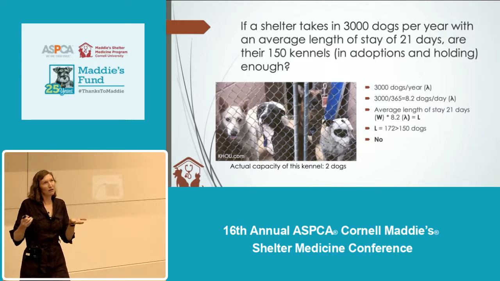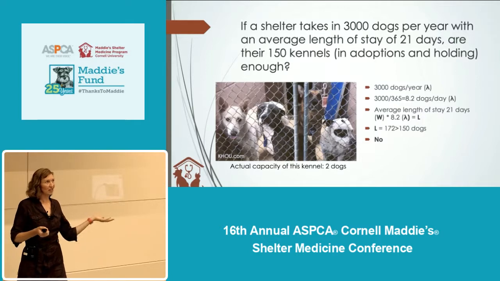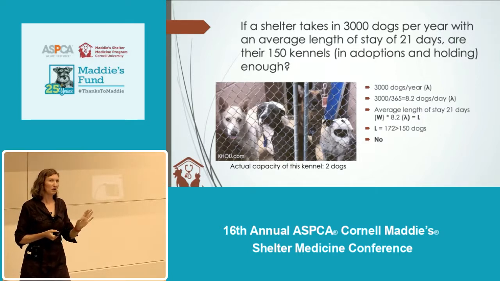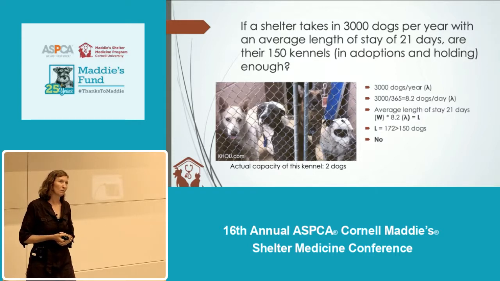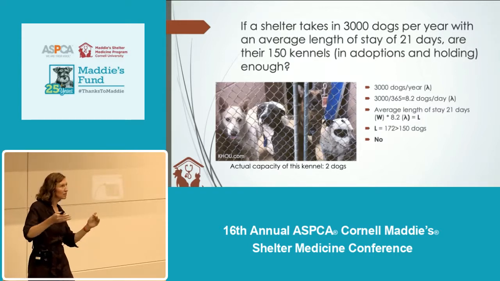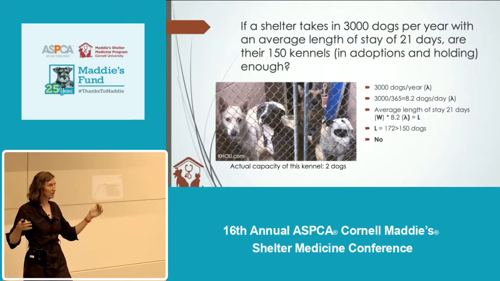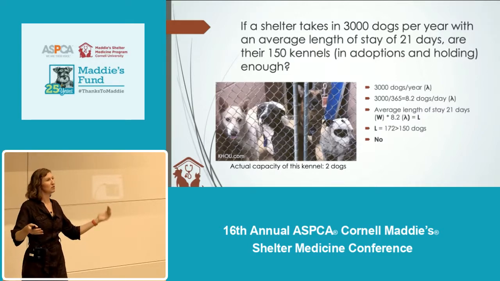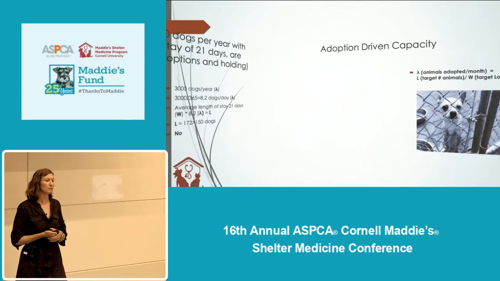Or I could build another outbuilding at my shelter and add 25 cages, but I'm not really sure that's the best way to do this for the welfare of the dogs in my care. Does that kind of make sense? So I can adjust any one of these things because it's an equation. And if I don't like the answer I'm getting, then I need to change something at some point.